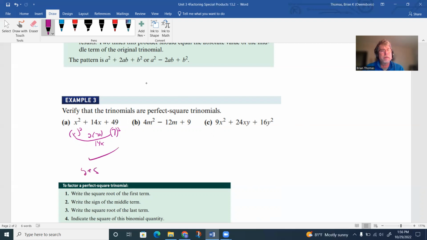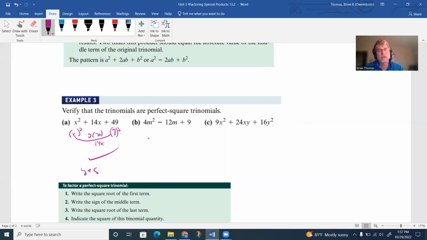That's what we're looking for. The first term's got to be a perfect square. So notice how the x is raised to the power 2, so it's a dead giveaway. The 49 is not as obvious, but 7 squared does give me 49, so it passes those two tests. And then the key is when you multiply the x times the 7 and double it, if it gives you the middle term, then it does become what we call a perfect square trinomial.